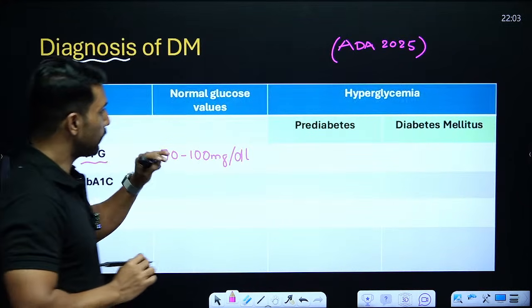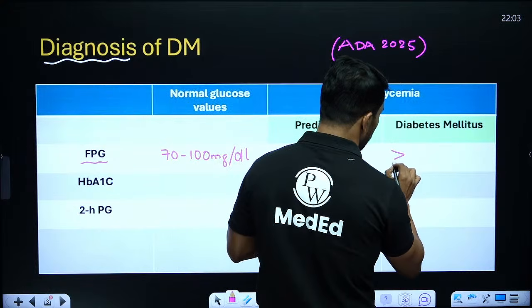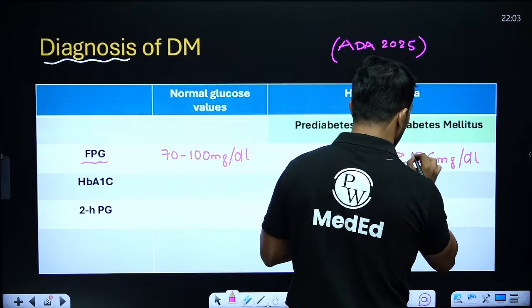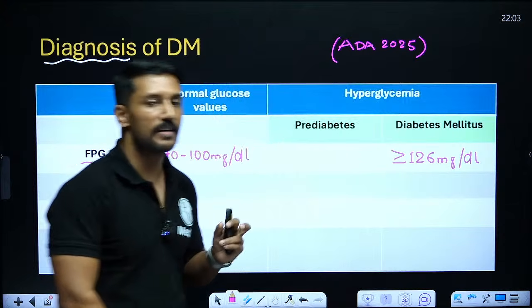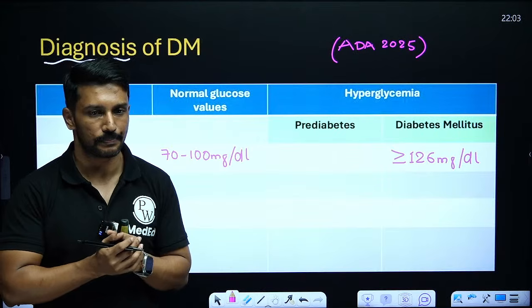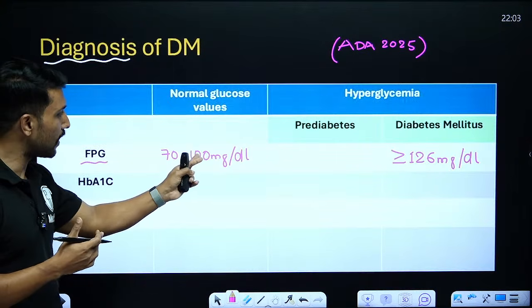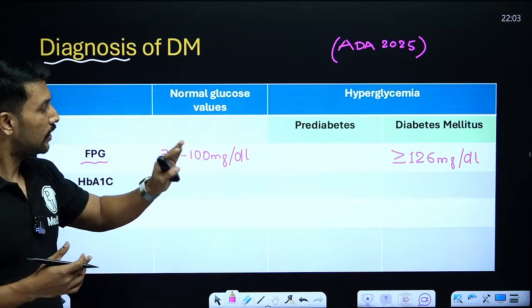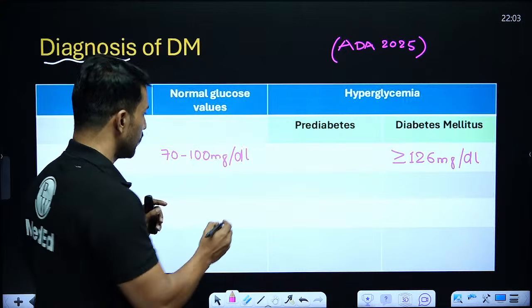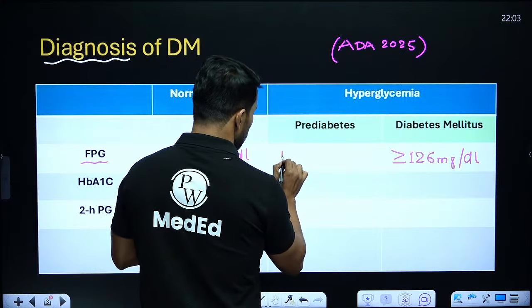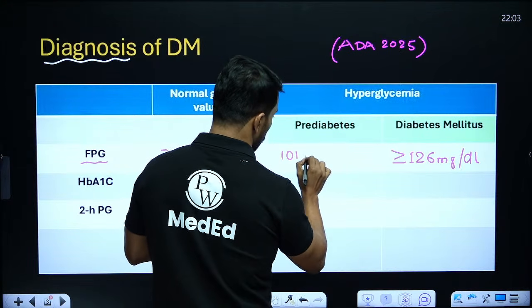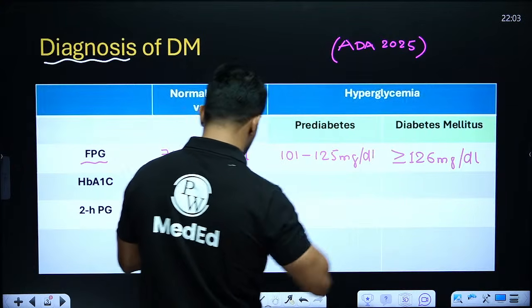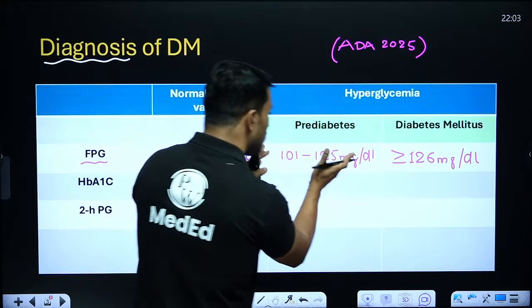If this fasting plasma glucose level is more than or equal to 126 milligrams per deciliter, we are going to call it diabetes. Now, what about readings between 100 and 126, like 101, 105, 110? These will be counted as pre-diabetes. If it is in the range of 101 to 125 milligrams per deciliter, we will call it pre-diabetes, and we will give a specific name for this.